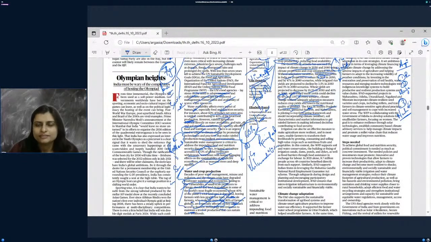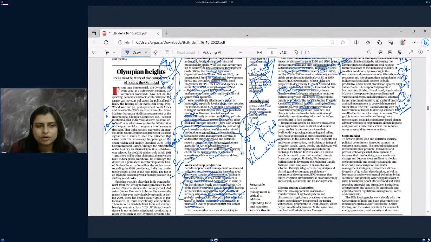Irrigation can also be an effective measure to make agriculture. Now, if you see, irrigation is a man-made practice, whereas all other practices that are weather or human or nature practices that have a different impact on agriculture. Now, soil characteristic and market information to aid rain-fed farmers in making informed decisions contributing to food security. Now, irrigation can also be an effective measure to make agriculture more resilient. And in most cases, what is happening is that it enables farmers to transform their livelihood by growing, consuming, and selling high-value crops such as nutritious fruits and vegetables.